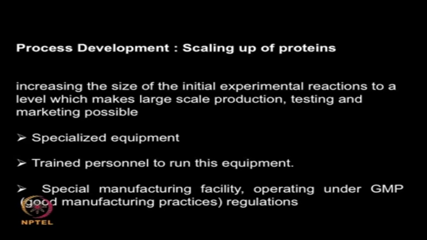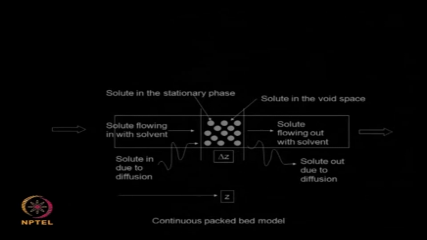We want to move from a lab or experimental scale to large scale production, testing, marketing, as I talked about some time back. So, we are talking about specialized equipment, trained personnel to run this equipment, manufacturing facility, GMP, you must have heard about GMP, good manufacturing practice, GLP, good lab practice, and regulation. So, all these points need to be considered if you are thinking about scale up actually.